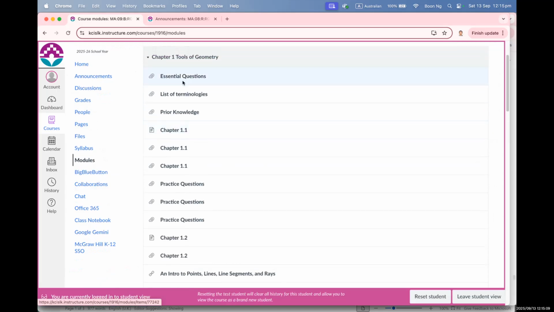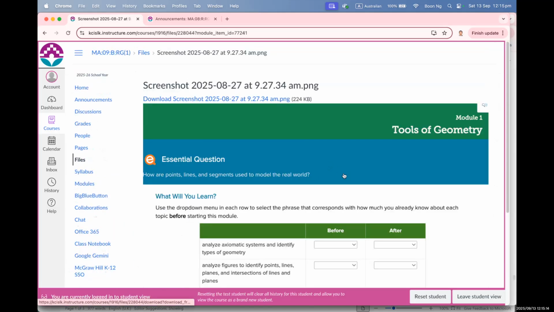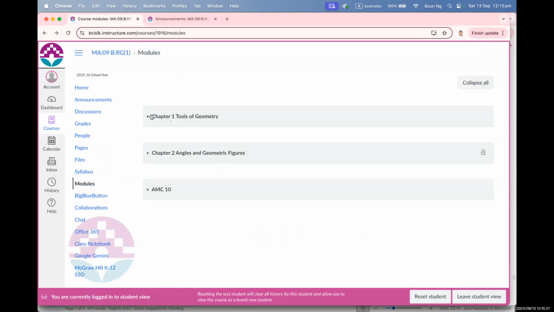the essential questions, which are the key questions for that particular chapter. So for module 1, it is: how are points, lines, and segments used to model the real world? Okay, so we come back to here.